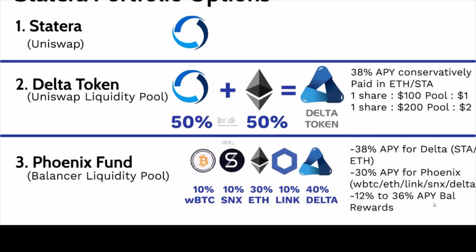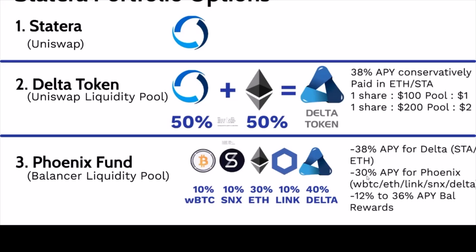You will get airdropped BAL tokens, Balancer tokens, once a week, and those will be about 12% to 36%, all the way up to 50%, 100%. It all depends on what the BAL value goes to during the year and beyond. This is assuming that it stays at about $10 and you reinvest it, or stays at about $30 and you reinvest it. So you're taking the BAL tokens and buying more Phoenix Fund with them by buying Ether and then doing a single asset pool into Phoenix.